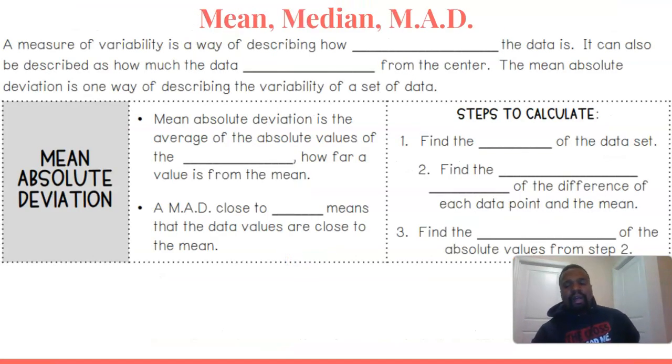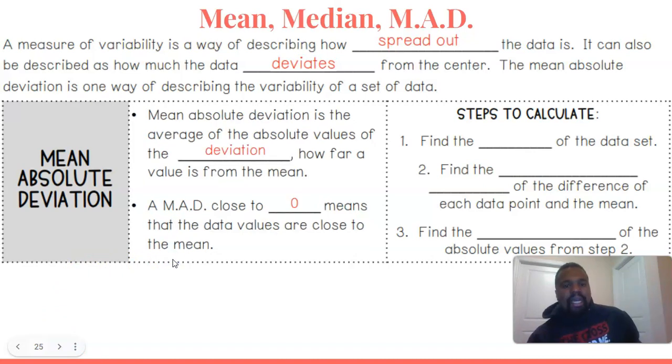Now let's look at mean absolute deviation. The mean absolute deviation helps us to look at how spread out your data is, and so you compare your mean versus each data point in your data set to see how that number deviates from the mean, or from the average. So to find your mean absolute deviation, you have to look at the average of the values that deviate from your mean. And the MAD, as it's abbreviated, the closer it is to 0, the closer that specific data set is to the mean.